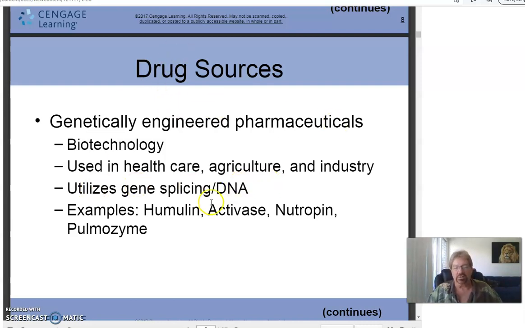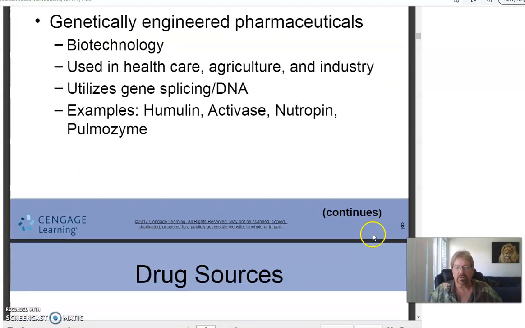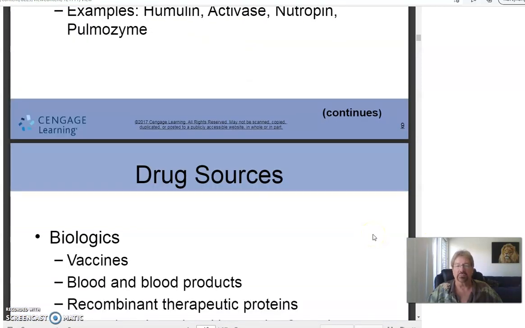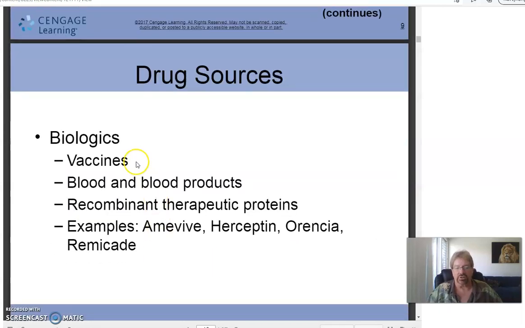Utilizes gene splicing or DNA. Okay. They use bacteria, guys, to actually make the drug. They genetically program it to where it'll start cranking out the drug that they want. Biologics, vaccines, like COVID-19 vaccine. I hope you all realize the importance of getting that and don't listen to the idiotic propaganda out there. Blood products, recombinant therapeutic proteins. This is the recombinant DNA I was talking about.